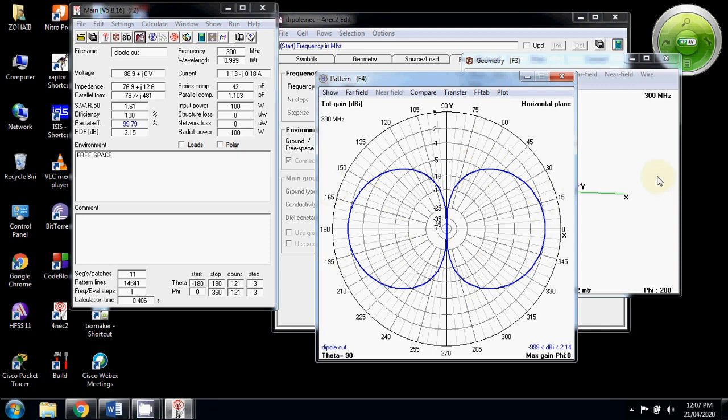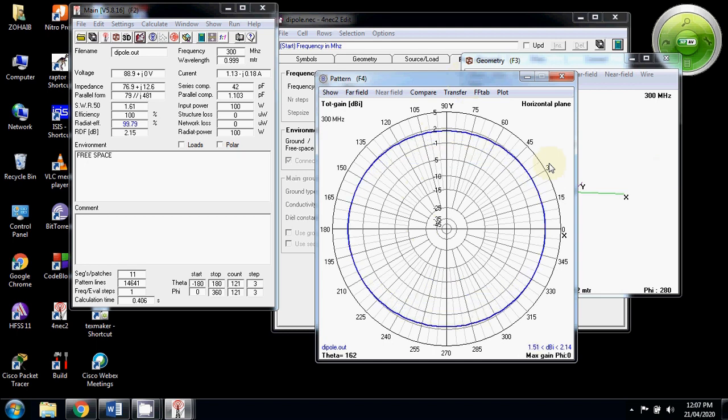When we look at the antenna from the y-axis, our radiation pattern should look like a circle. See, at around 180 degrees, this radiation pattern is looking like a circle.